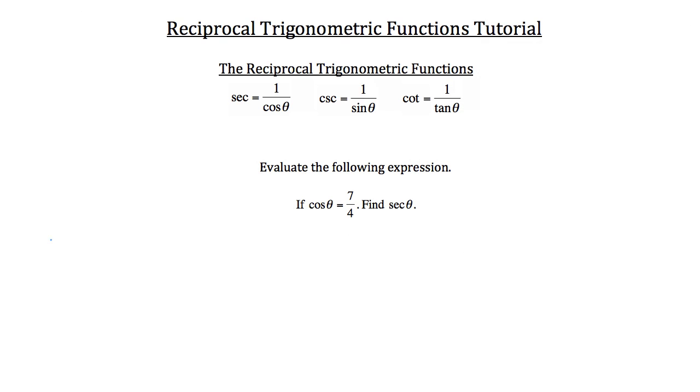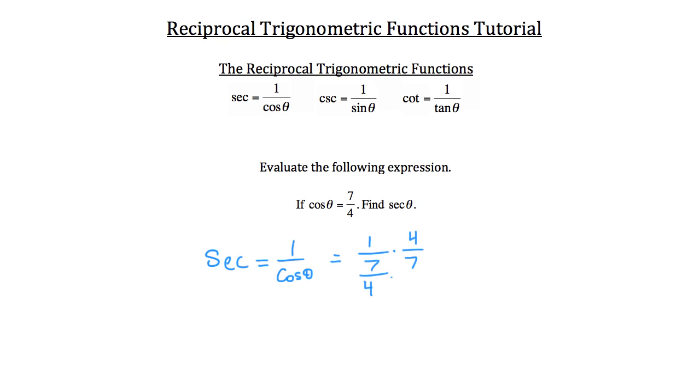If the cosine of theta is equal to 7 over 4, find the secant of theta. Well, remember that the secant of theta is simply 1 over the cosine of theta. And you know that the cosine of theta is 7 over 4. So what we're going to have is 1 divided by 7 over 4. So again, we're going to invert and multiply, or multiply by the reciprocal, which is 4 over 7.